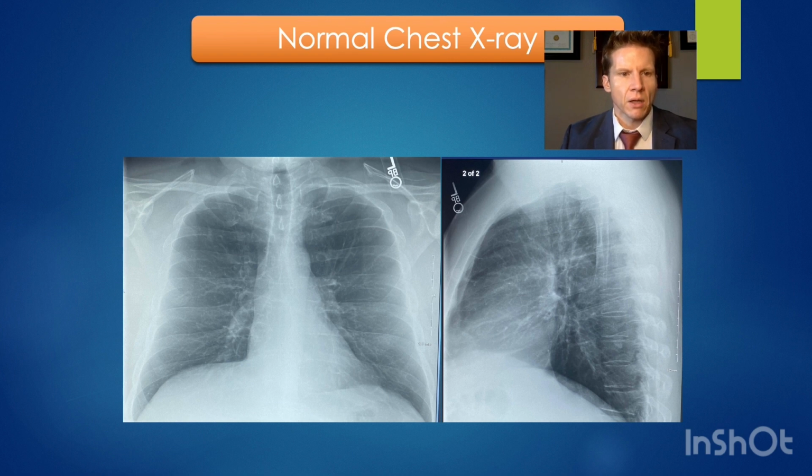So let's first talk about the technical factors. First thing I notice is that this film has this round circle and these 3 metallic BBs up at the upper corners, and the BBs are layering dependently. That tells me that this is an upright film and that these are on the non-dependent portion of this cup. If this was performed as a supine exam, these would be layering or grouping centrally here in the middle.